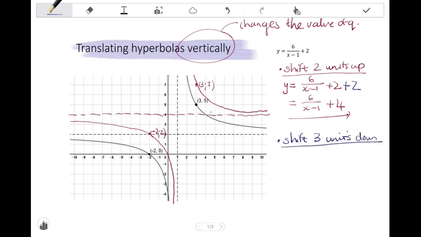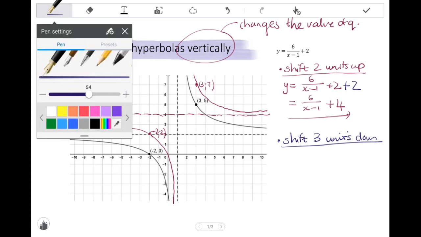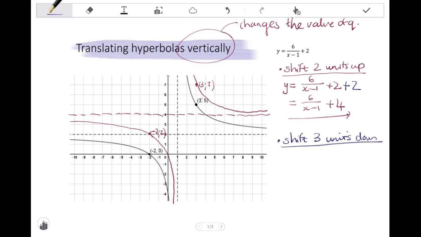Now if we wanted to shift the original graph 3 units down, let's look at the actual graph. So looking at the original graph here, this will start to look quite confusing, so I'm going to make a very fat graph for our new graph. I'm going to shift the points down by 3 units. Starting with the 3, 5, shifting that point down 1, 2, 3, it will go to 3, 2. If I shift the point negative 2, 0 down 3 units, it will go to negative 2, negative 3.